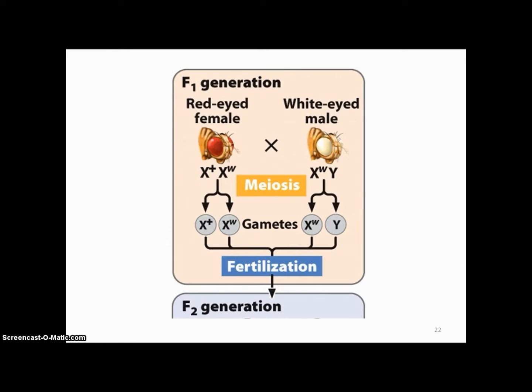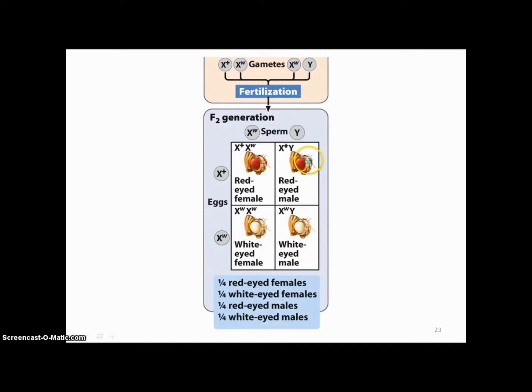So in the F1 generation, he found what he expected to find, which was entirely red-eyed females and entirely white-eyed males. He crossed these individuals and found equal proportions now of red-eyed females and white-eyed females and red-eyed males and white-eyed males. And if you calculate the expected probabilities yourself, you'll find that that's exactly what you would get.